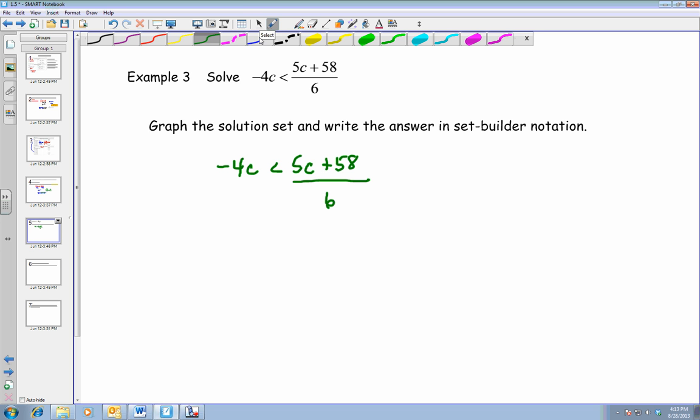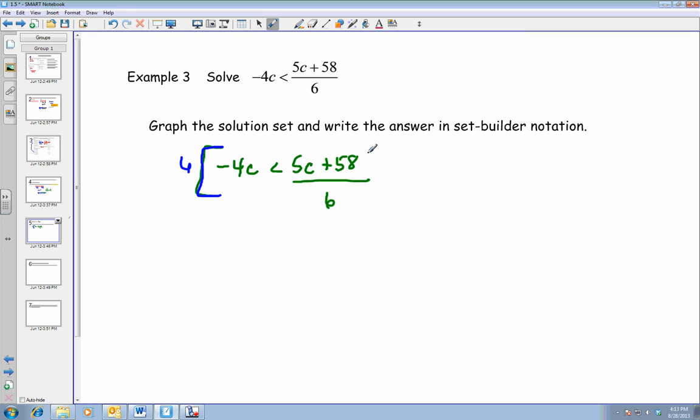So the first thing we're going to do, I see this fraction right here, and usually we don't like dealing with fractions, so we're going to get rid of that. If they're dividing by 6, I'm going to multiply. I'm going to change colors here. I'm going to multiply both sides by 6 so I can get rid of that.